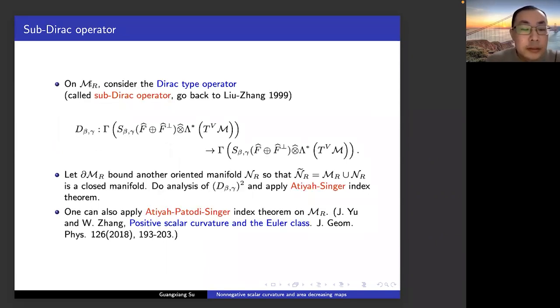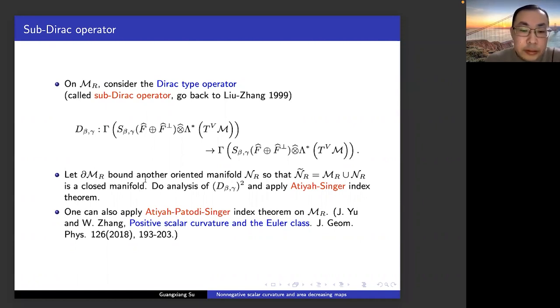Then on this smooth manifold with boundary, we consider the Dirac type operator. It is called the sub-Dirac operator, and it is defined by Connes and Weiping Zhang. It acts on the spinor bundle with the rescaled metric, tensored with the exterior bundle on the vertical tangent bundle. Then, since M_R is a smooth manifold with boundary, we let the boundary bound another oriented manifold N_R, so that M_R glued with N_R is a closed manifold.